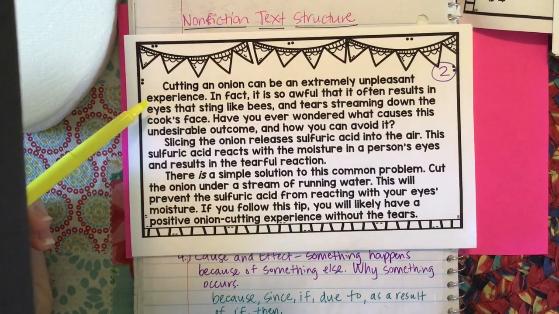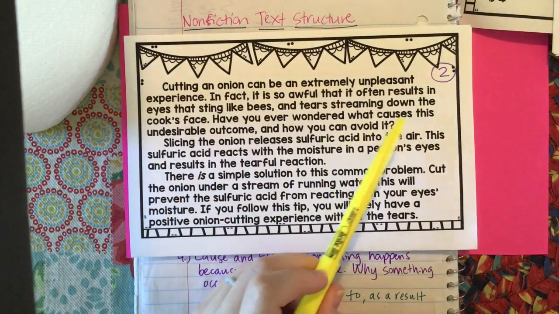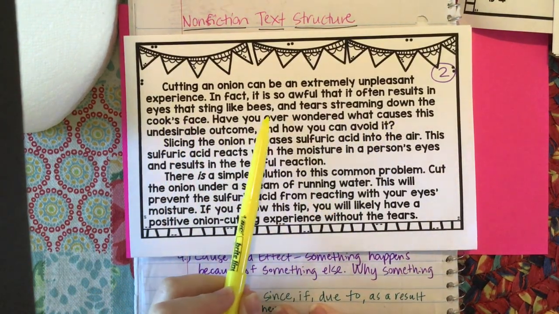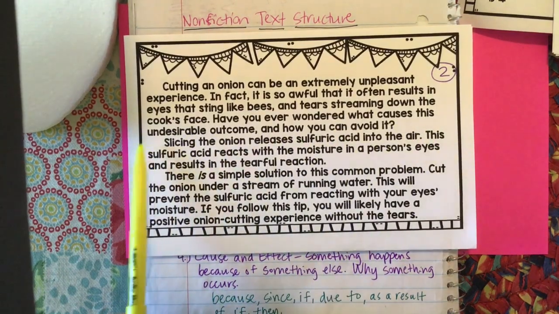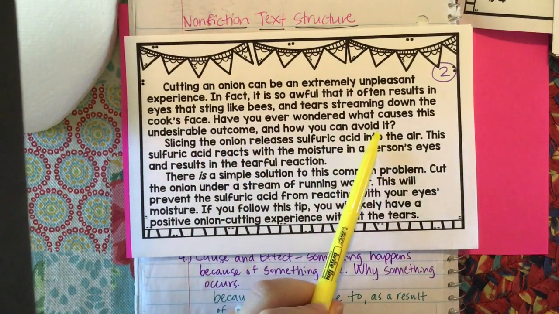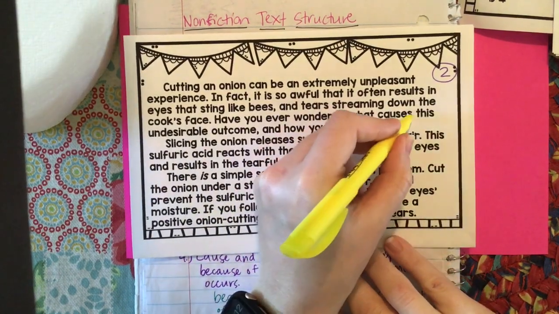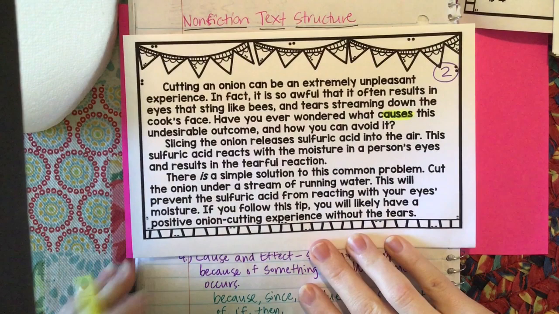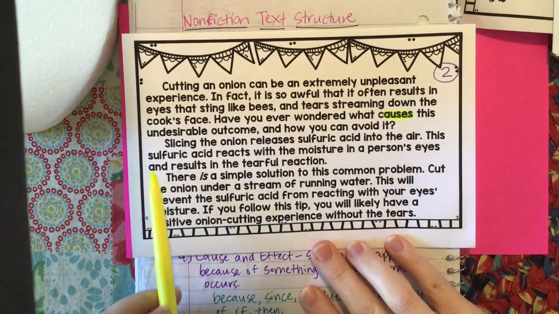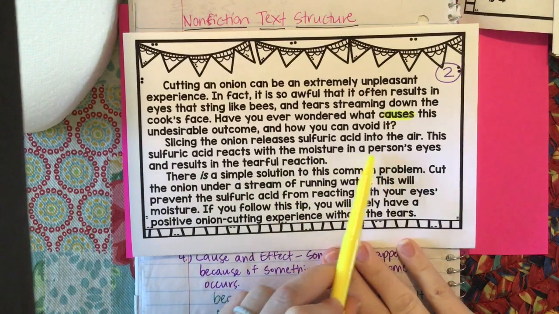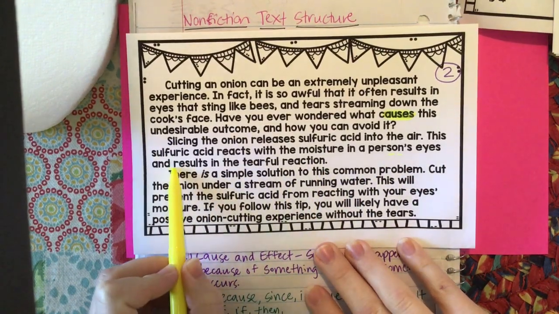Cutting an onion can be an extremely unpleasant experience. In fact, it is so awful that it often results in the eyes that sting like bees and tears streaming down the cook's face. Have you ever wondered what causes this undesirable outcome and how you can avoid it? I already have a word that should be popping up in my head. I've got causes. Slicing the onion releases sulfuric acid into the air. This sulfuric acid reacts with the moisture in a person's eye, and the result is a tearful reaction. Here's another keyword: results.